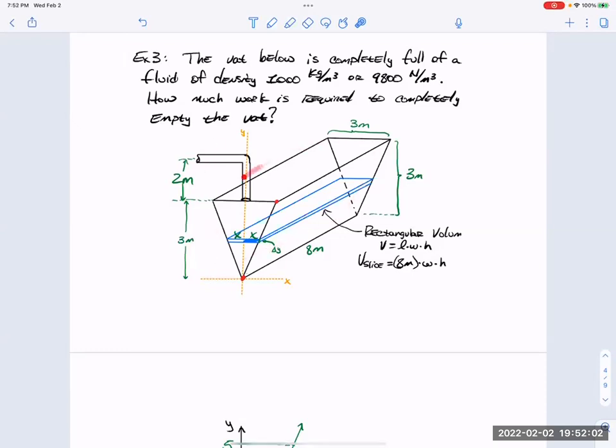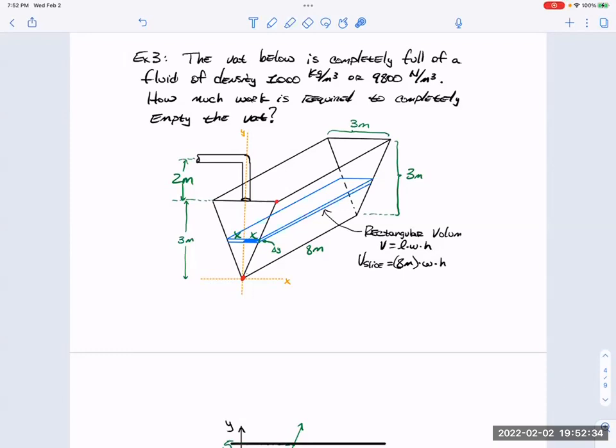So that's kind of what we're looking at here. You're given this vat, and you're given its dimensions. From the bottom to the top is 3 meters. The outlet where this fluid is going to be pumped out of the vat is 2 meters above the top. The length of the vat is 8 meters. And the length across the vat on the top is given over here. That's 3 meters.